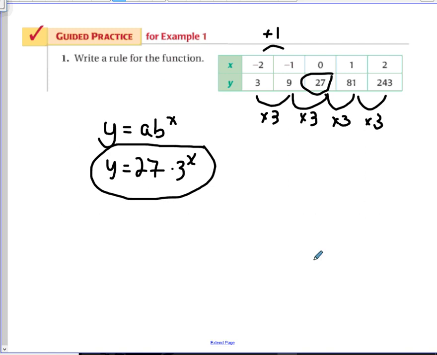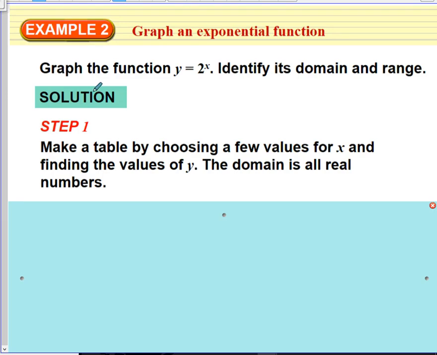All right, so now that we know how to figure out and write the rule for an exponential function, we're going to talk about graphing it. So if we wanted to graph the function y equals 2 to the x power, and then identify its domain, its x value, and its range, its y value. All right, so there's a couple steps that I'm going to be doing here. So the first one is I'm going to make a table by choosing a few values for x and finding the values of y.